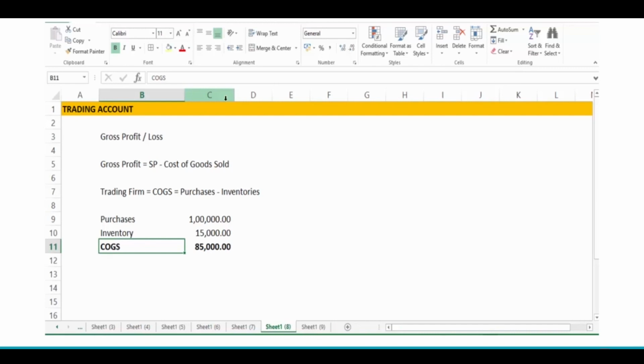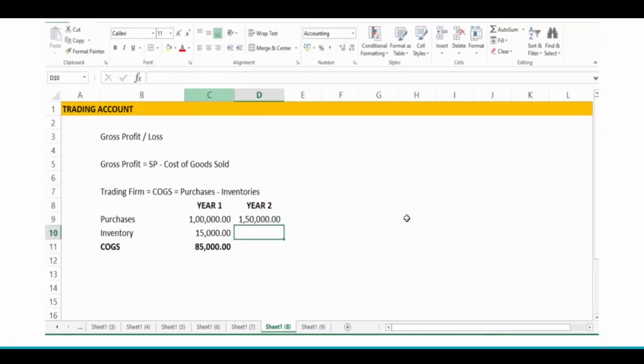Now this is this particular year's position. Let's say this is year 1. In year 2, let's say the purchase is 1,50,000, and inventory at the end of the year is 20,000. Then what will be the cost of goods sold? The goods purchased are 1,50,000, and what is still remaining unsold is 20,000. Let us not directly jump to the conclusion that cost of goods sold is the difference between these two.